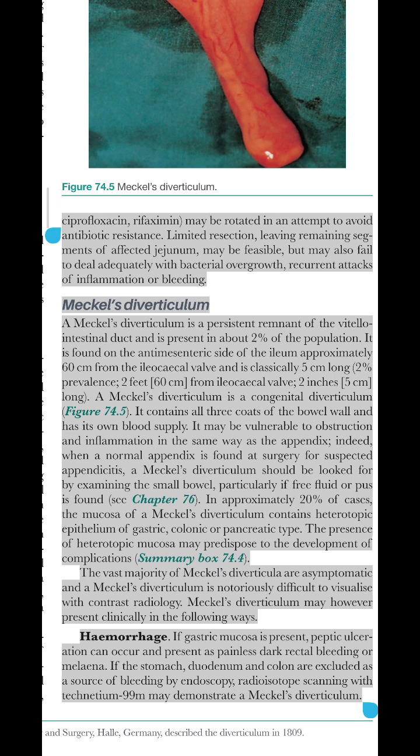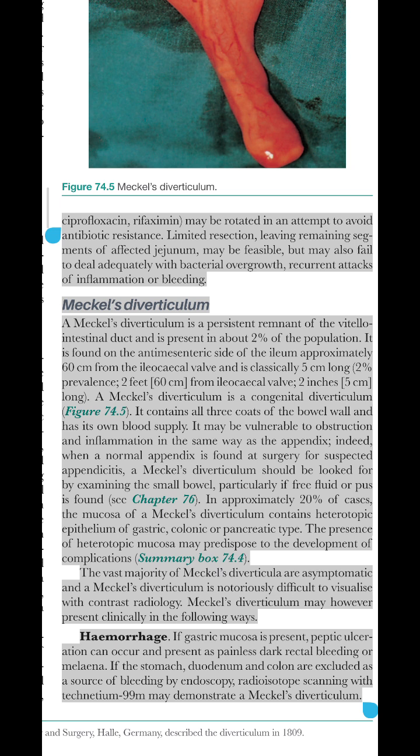In approximately 20% of cases, the mucosa of a Meckel's diverticulum contains heterotopic epithelium of gastric, colonic or pancreatic type. The presence of heterotopic mucosa may predispose to the development of complications, summary box 74.4. The vast majority of Meckel's diverticula are asymptomatic, and a Meckel's diverticulum is notoriously difficult to visualize with contrast radiology. Meckel's diverticulum may however present clinically in the following ways.